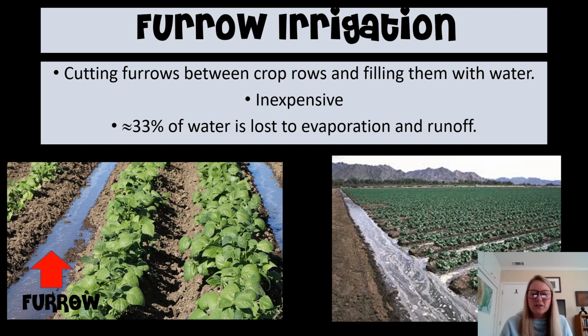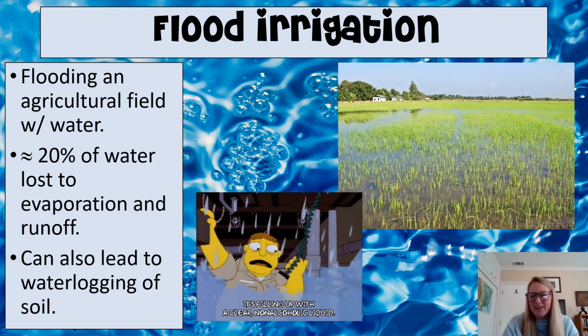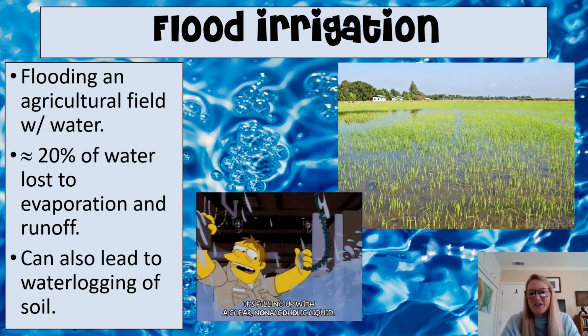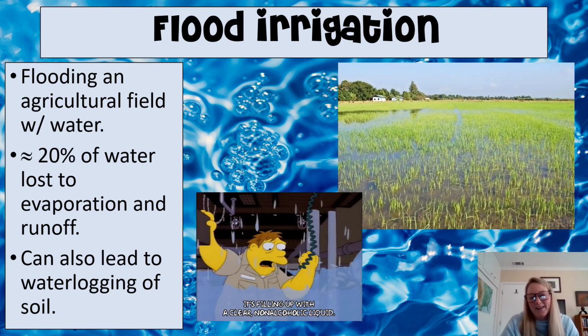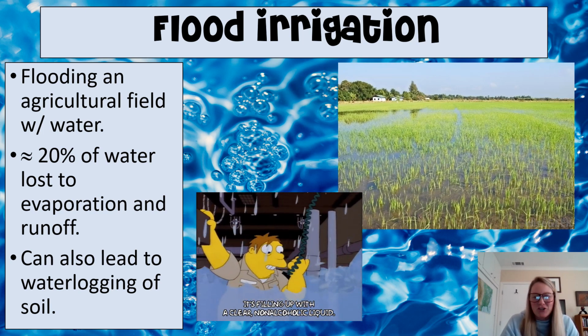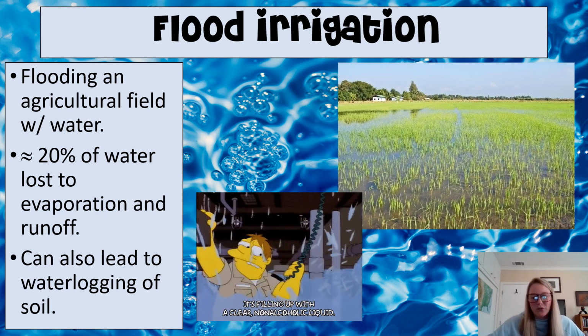So you do lose a lot of your water through evaporation and runoff because the water is just sitting in those furrows. The second one I think you're probably most familiar with is called flood irrigation. And like the title says, you take water and you flood your field.